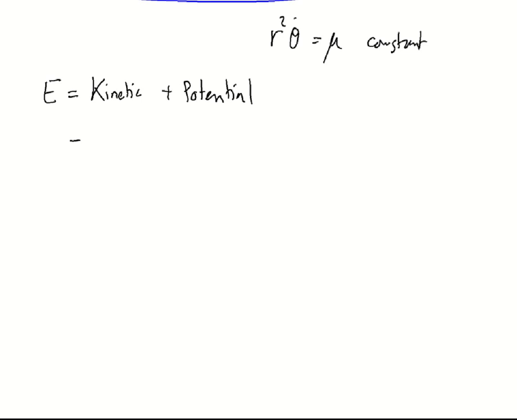And in this system, the kinetic energy is given by m over 2 times the square of the speed, so the magnitude of the velocity, the square of the speed. So that's given by that. So you can see the radial component and the tangential component there.